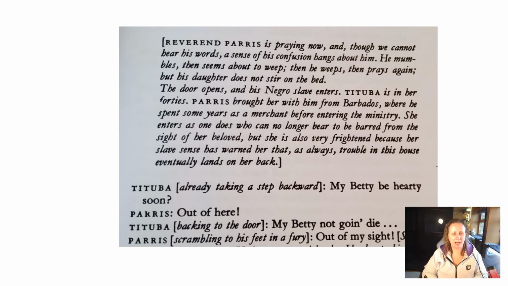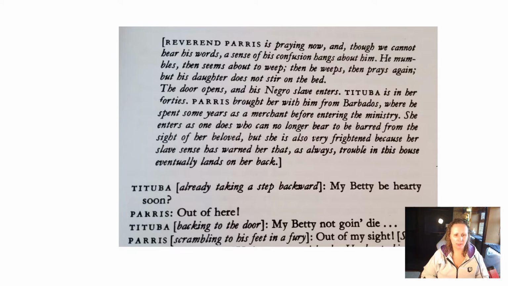Okay, so we have a second set of stage directions on Reverend Paris, where Tituba enters the room. We'll read this next section, and there's just a couple more things I want us to look at. Reverend Paris is praying now, and though we cannot hear his words, a sense of his confusion hangs about him. He mumbles, then seems about to weep. Then he weeps, then prays again, but his daughter does not stir on the bed.